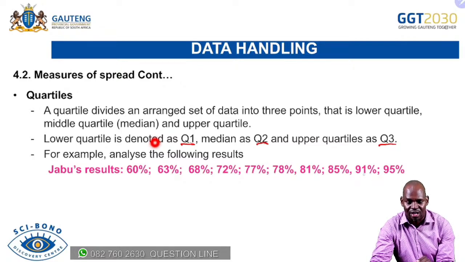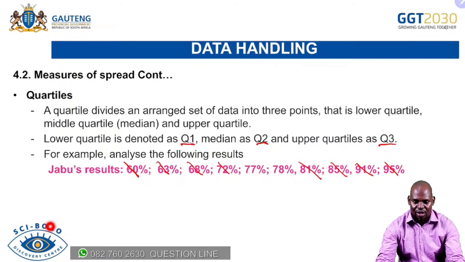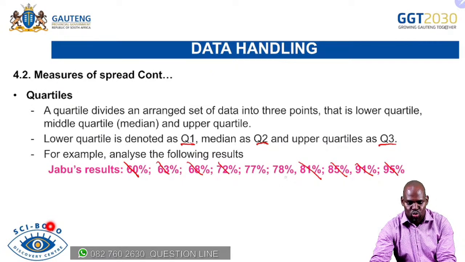Okay, so if it's an even number, it means there are two values in the middle here. So let's check. 60, so it's 1, then 2, then 3, then 4. Okay, then you can see that you now have two numbers in the middle, like I indicated. When we counted, there are 10, then it means there are two values in the middle. Now we have to determine quartile 2.